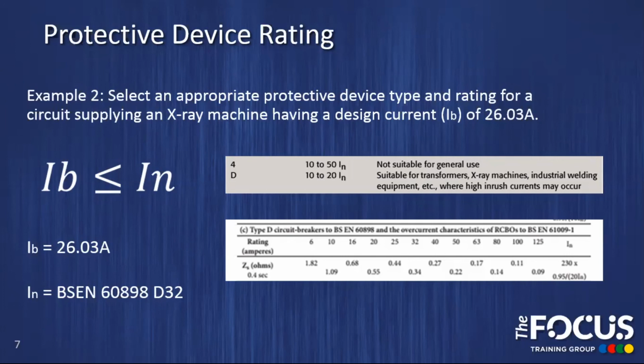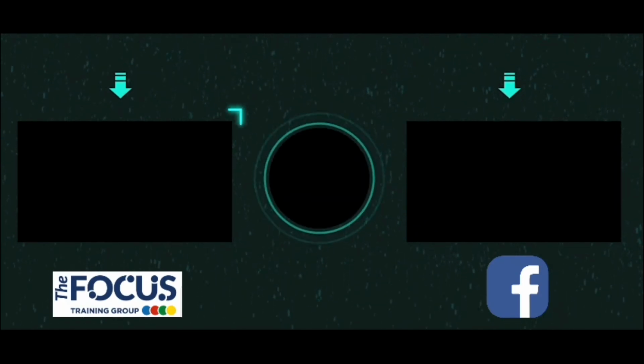So now we've looked at calculating design current and how we select our protective device rating and type. Join us next time when we'll move on to identifying rating factors and calculating the required current carrying capacity of our circuit conductors. See you soon.